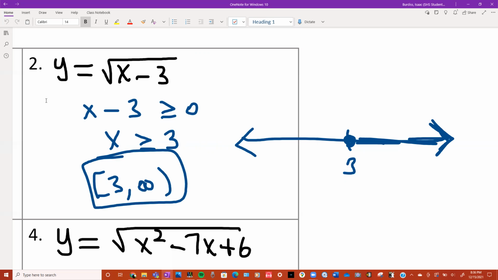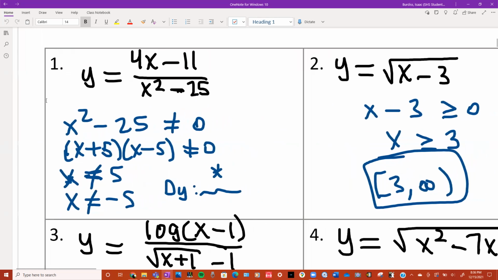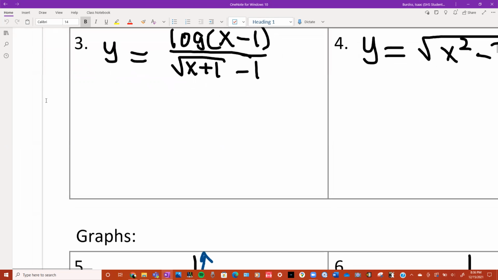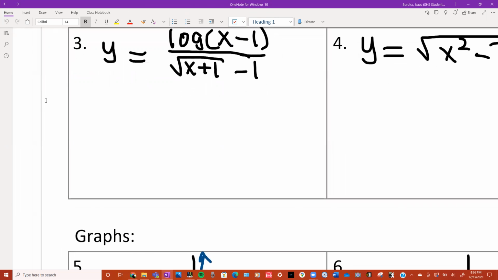Now, let's look at this. This one's a little bit tricky. Number 3, very tricky actually. And I probably won't have room for this either. Why is it tricky? Because it has all 3: a denominator, radical, and a logarithm. So we have to do all 3 things.